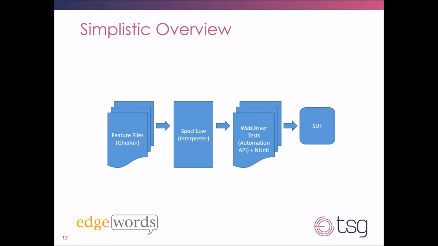We write our features and we break those down into scenarios that will prove the feature. We then need an interpreter, which might be Cucumber, JBehave, SpecFlow, and what that does is it parses those text files, those features, and it calls our associated automation code. So our WebDriver tests or our RANRX tests or whatever they may be.